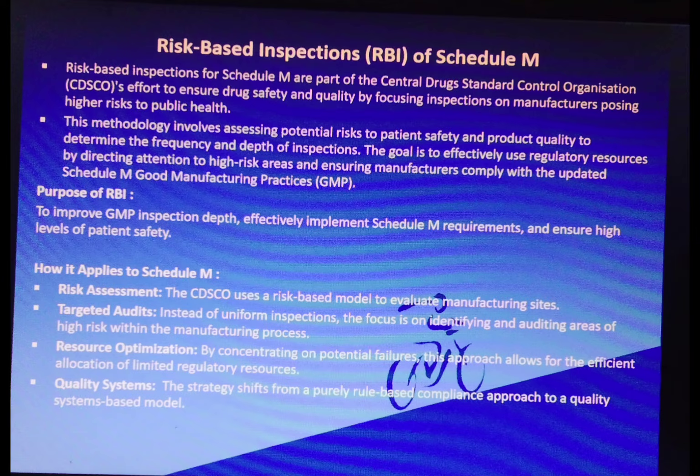Targeted audit: instead of uniform inspection, the focus is on identifying and auditing areas of high risk within the manufacturing process. Resource optimization: by concentrating on potential failure, this approach allows for the efficient allocation of limited regulatory resources. Quality system: the strategy shifts from a purely rule-based compliance approach to a quality system-based model.